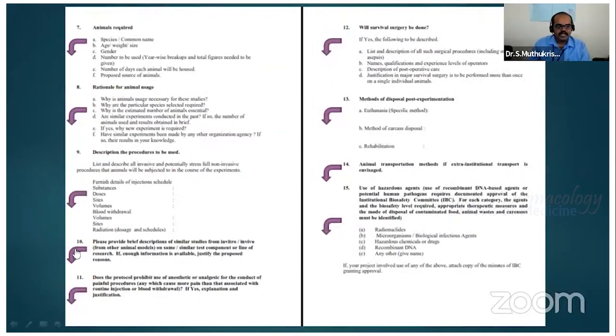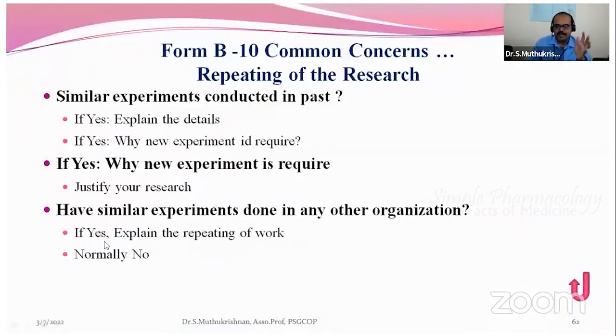So the next one is the 10th part. Here also the same: repetition of work. You have to mention if any other existing studies, the same kind of proposal, the same kind of studies, anywhere else they have done, then why do you have to repeat it? So you have to justify in this part 10.